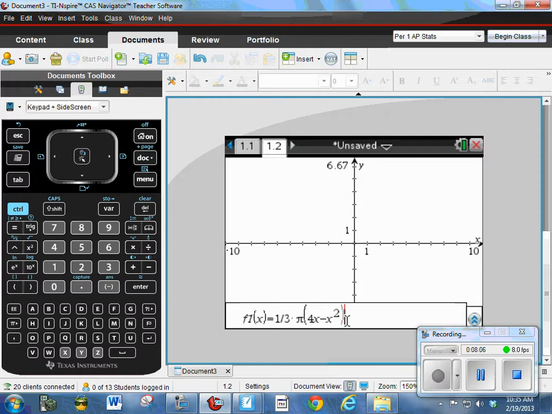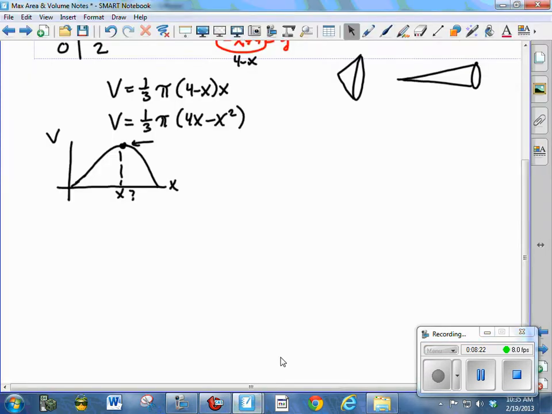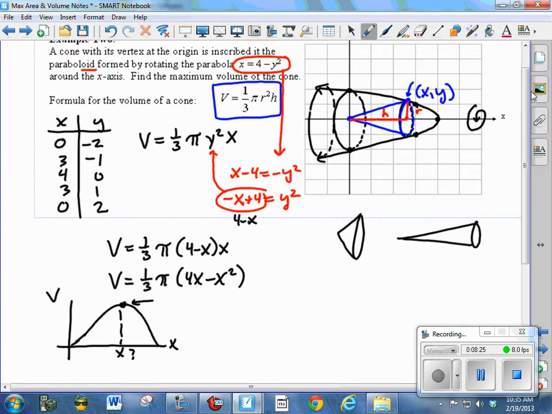Before I graph it, let's think of some window settings. Well, I'll go ahead and graph first, and then we can do some window settings. So if I enter, I get this graph here. Now, what portion of the graph am I interested in? If we go back and look at the notes here, I'm specifically interested in values of x that are going from 0 to 4, because those are the only possible values I can have. And I'm only interested in positive values for y because obviously I don't have negative volume, because y represents volume, or f of x represents volume on the calculator.